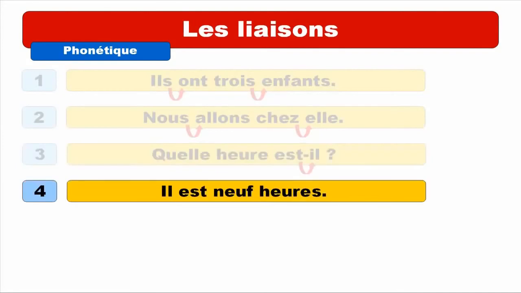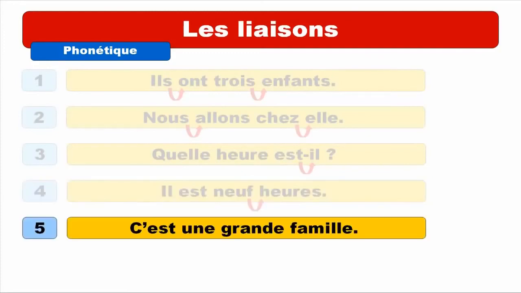Next example. Il est 9 heures. Okay. And so with the liaison, you can see that the liaison is coming between 9 and heure, and actually it's quite tricky in this case because we change the sound. We won't pronounce the F, but it would sound a bit more like a V. Okay, so if you make the liaison, it would sound like il est 9 heures. Okay, repeat. Il est 9 heures. Okay?